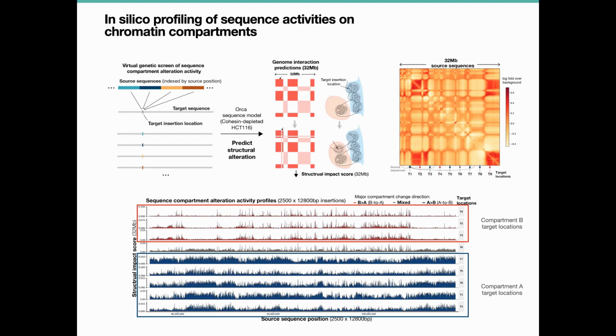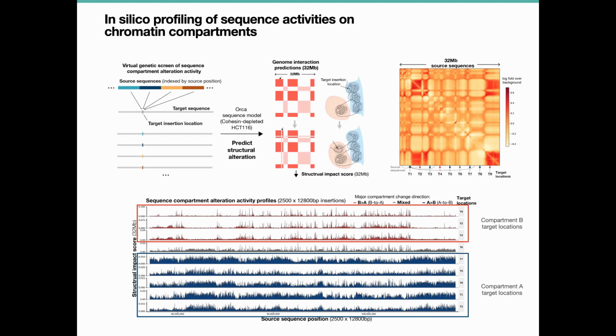Because the source sequences are generated by tiling the genome, we can plot the source sequence impact on chromatin compartment level genome interactions, like the plots shown at the bottom, where the x-axis indicates the genome coordinate of the source sequence's original location. In this demonstration, we use source sequences tiling a 32 megabase pair region as shown in the top right plot, and the 9 target locations are also from the same region as indicated by the arrows on the bottom. We observed that there are clearly two groups of target locations that are sensitive to different source sequences.